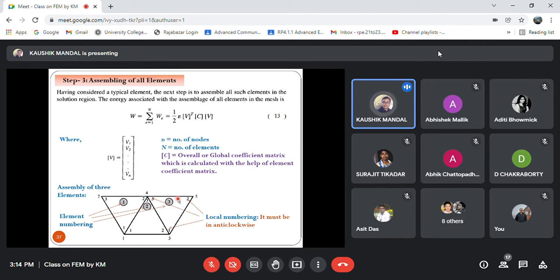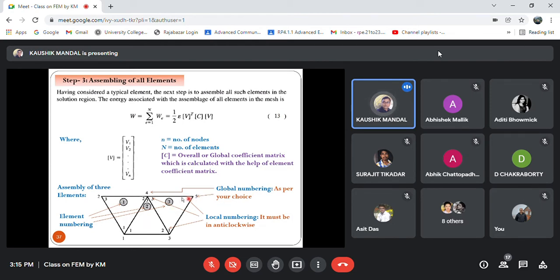And as per our previous discussion, it must be in the anti-clockwise direction. You can start from any point, but it must be anti-clockwise. 1, 2, 3. For element 2, it is also 1, 2, 3 in the anti-clockwise direction. For this particular element, it is 1, 2, 3. So the numbering within the element is called the local numbering, and this local numbering must be in the anti-clockwise direction.